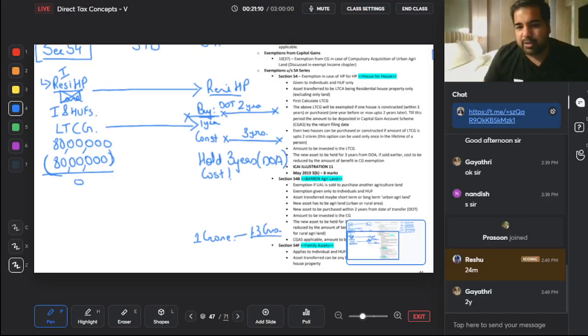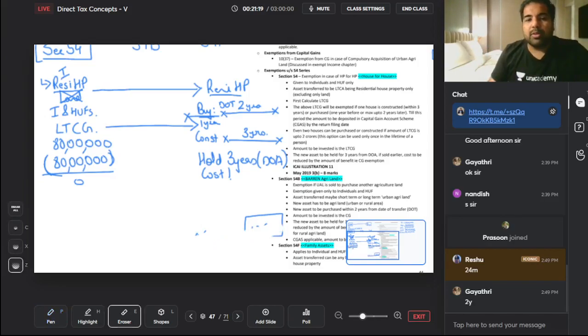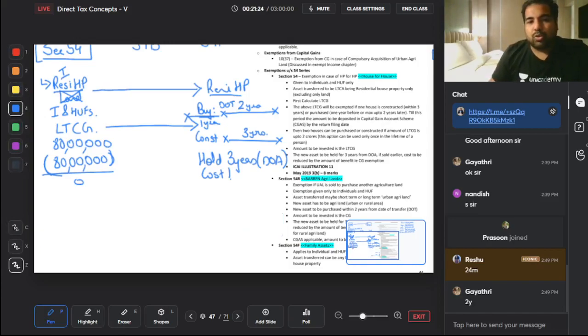Your sale consideration will be 1.3 crores, but your cost will be 1 crore. No, it will be 1 crore minus 80 lakhs. So it's not a crime to sell this new house. You can sell it, no problem, but the cost will be reduced by the gain that was exempted earlier. So cost will be reduced.